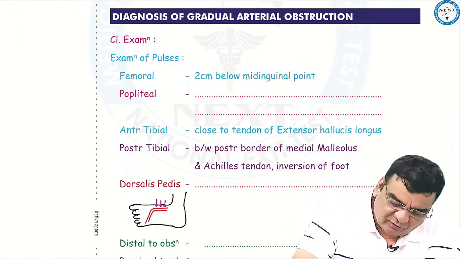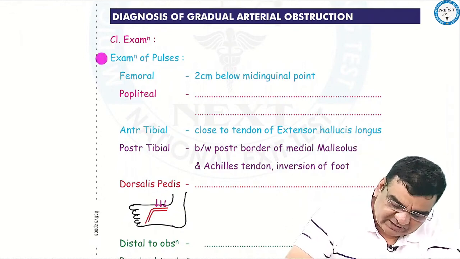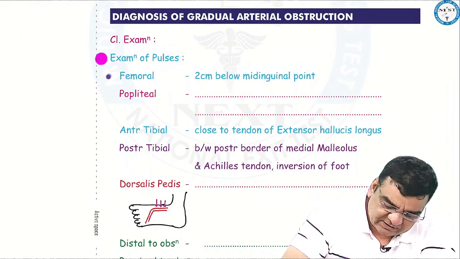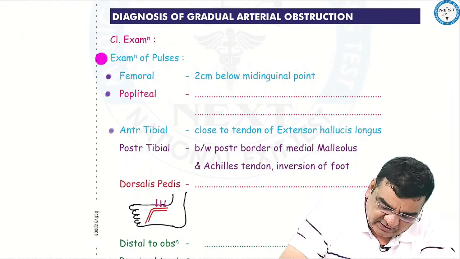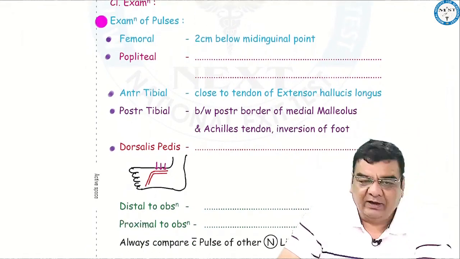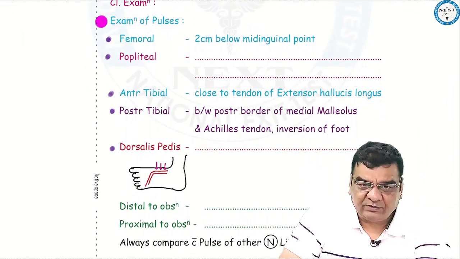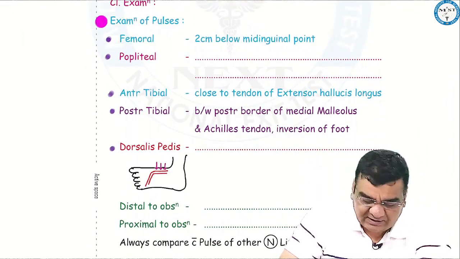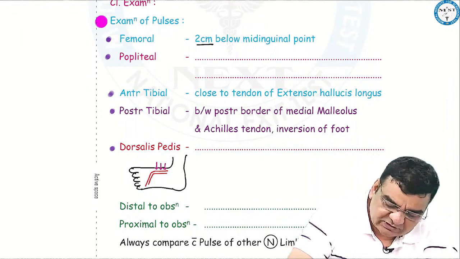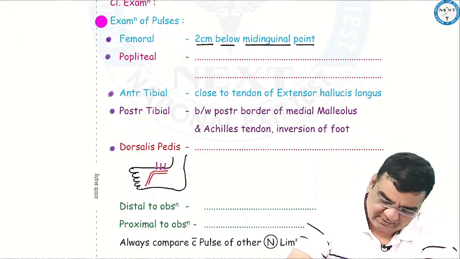So what we are doing is examination of the pulses. Which pulses are we examining? We are examining the femoral pulse, the popliteal pulse, the anterior tibial, the posterior tibial, and the dorsalis pedis. In your anatomy classes also, these are discussed in detail. Where to feel the femoral pulse? 2 centimeters below the mid inguinal point.